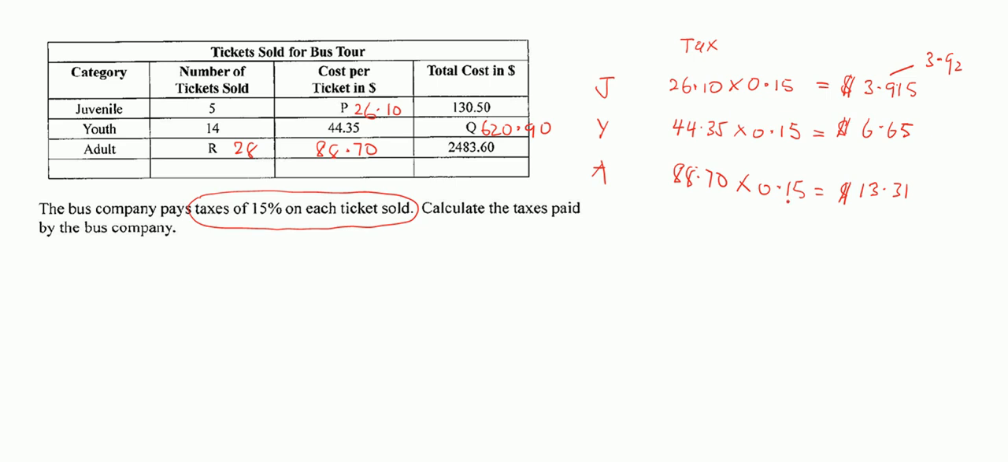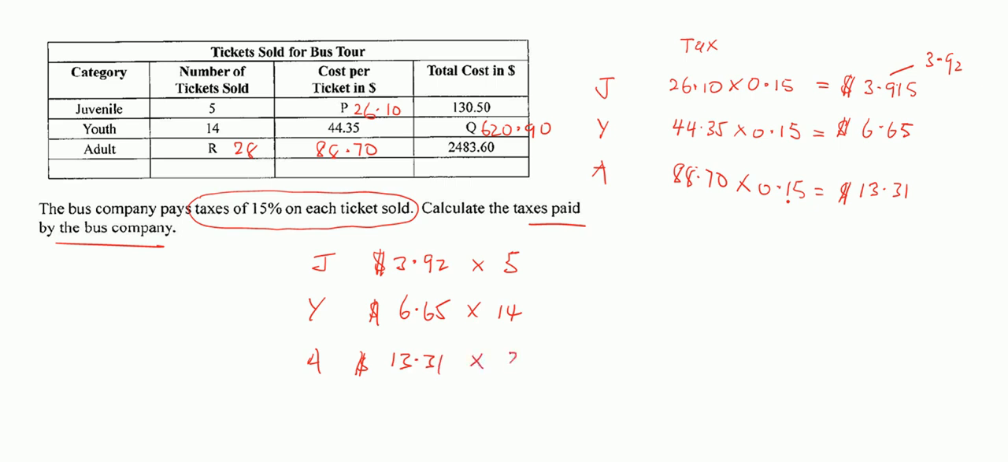So the question asks the taxes paid by the bus company. Going back to juvenile, the tax on juvenile tickets is $3.92 multiplied by how many tickets we sold, which is 5. For the youth, the tax was $6.65, and we multiply by 14 tickets. For the adult, the tax is 13.31 multiplied by 28 tickets.